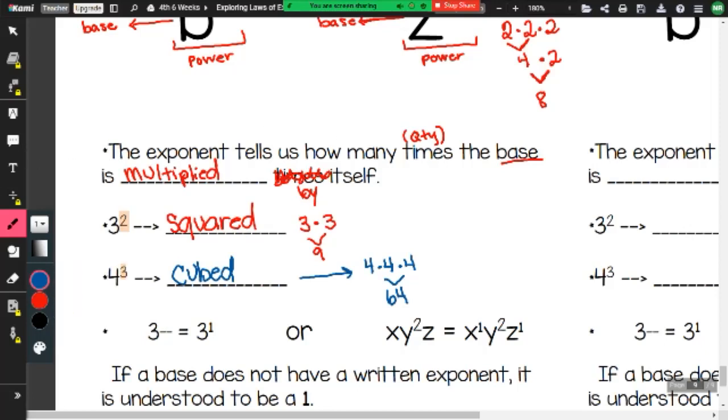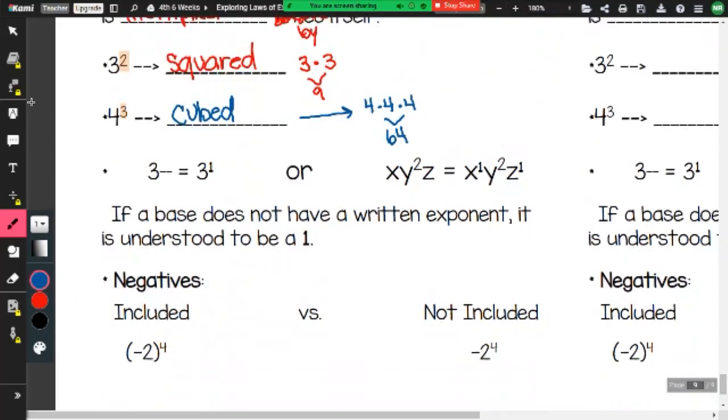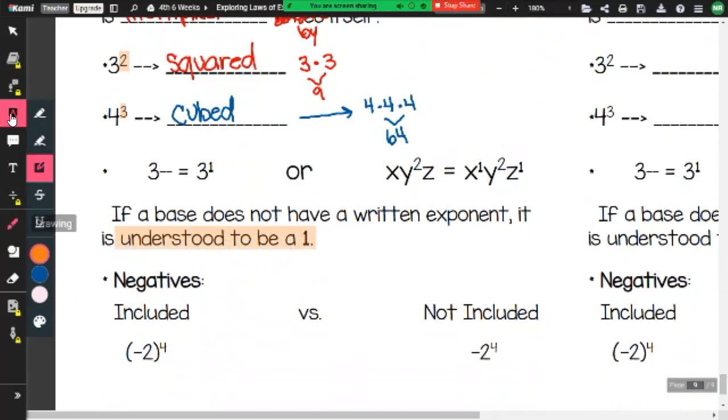Now, everything on this little half sheet is just rules that you need to know before actually getting into the good stuff. Next bullet point: if a base does not have a written exponent, if it's missing an exponent, it is understood to be a 1. So you can have a base by itself, a number by itself, a variable by itself. Notice we don't have an exponent. You fill it in with the number 1. 3 is the same exact thing as writing 3 to the power of 1.